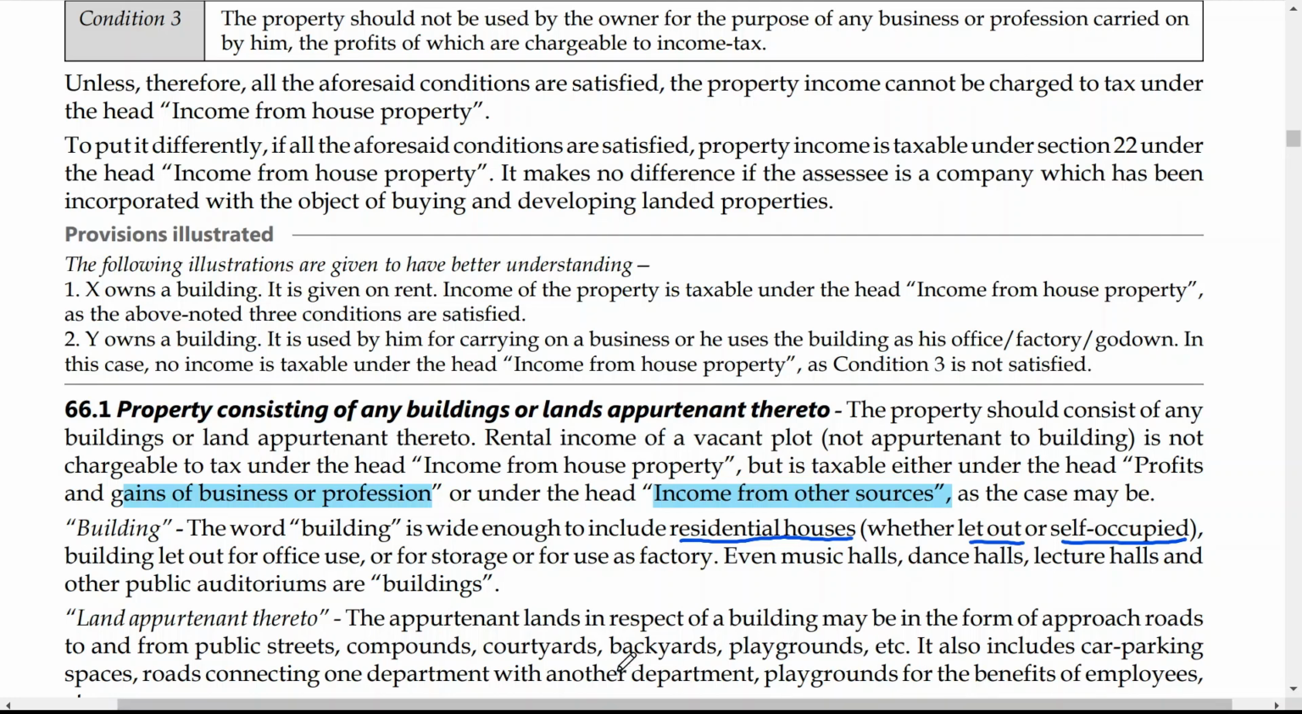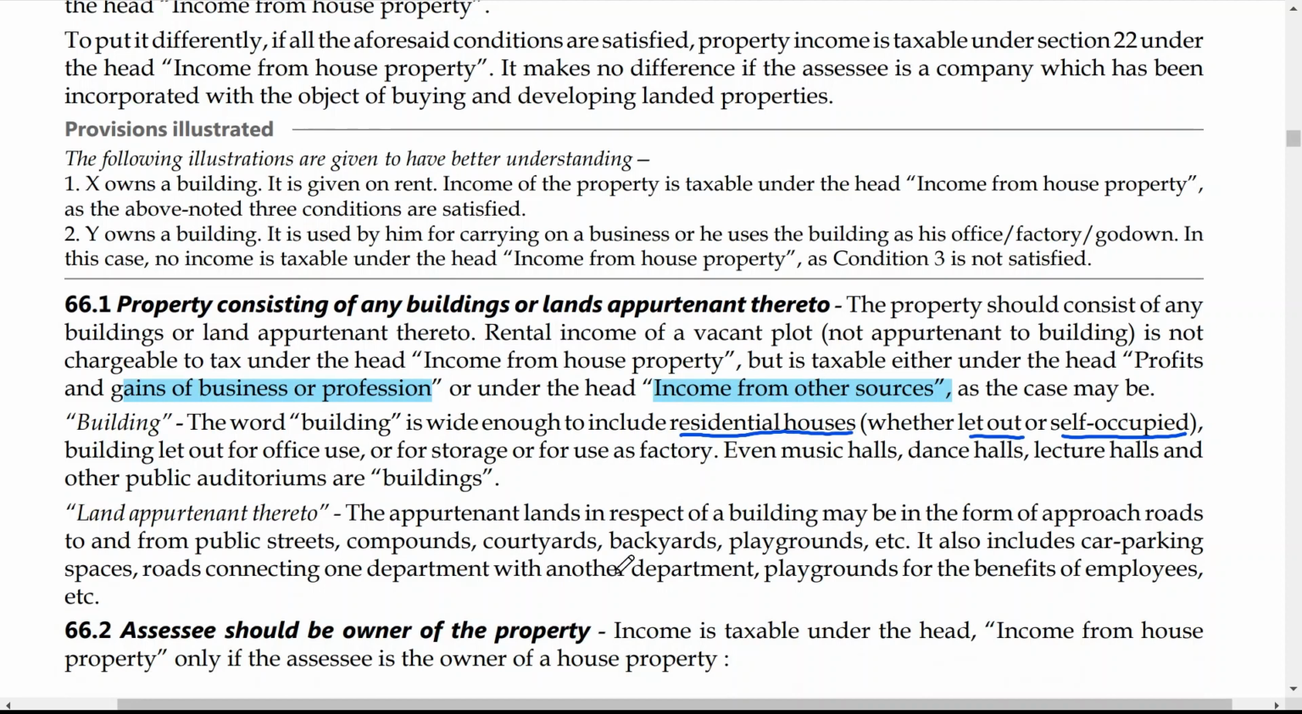Now, land appurtenant thereto means what? The appurtenant land in respect of a building may be in the form of approach road, parking, street, compound, courtyard, backyard, playground, etc. It also includes car parking space, a road connecting one department with another, a playground for the benefit of the employees, etc. These are nothing but land appurtenant thereto.